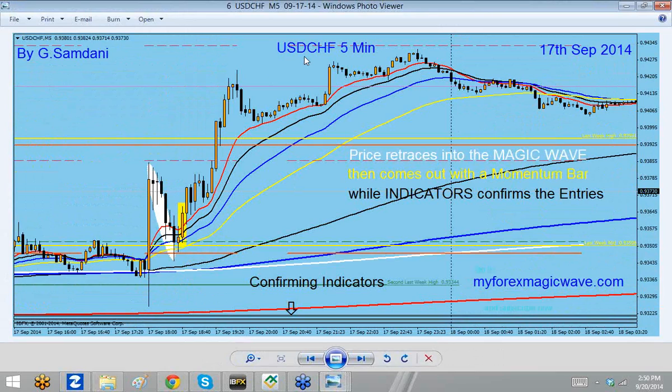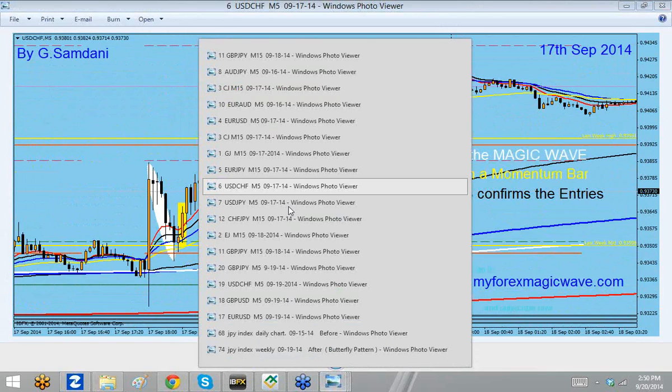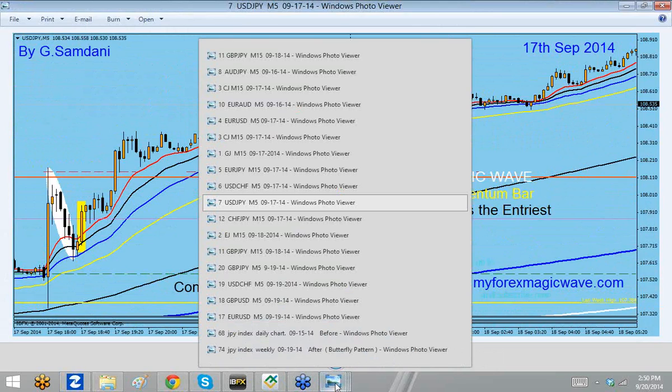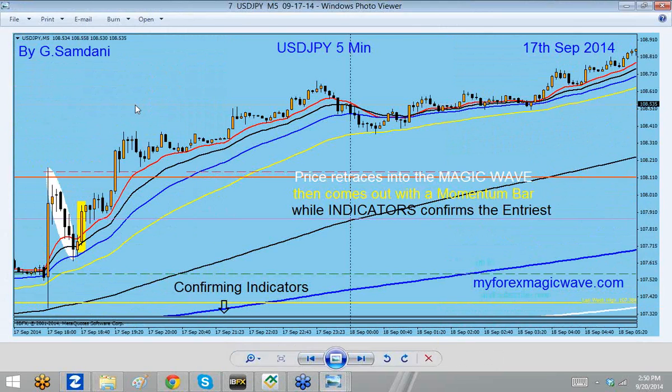Bullish USD franc. Here again, USD yen went too high. I know, I had a monthly chart. I've even posted it on my website. You can see, I knew where it was going. It was going for 109, and nice and clean it did.